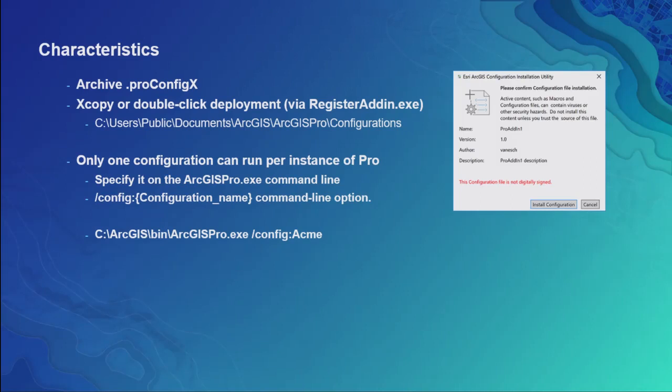You can have multiple configurations deployed on a machine, but only one configuration can be run per instance of Pro. And the way you specify which configuration to run is with this /config command line argument, followed by the name of the configuration. So in this case, as shown on the slide, we're running a configuration called Acme.